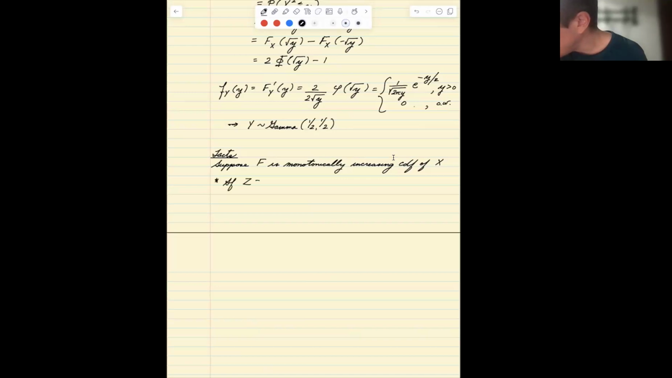Then if we define a new random variable, we use F as our transformation. And what we get is that if we transform x through F, what we get back is a uniform 0, 1.